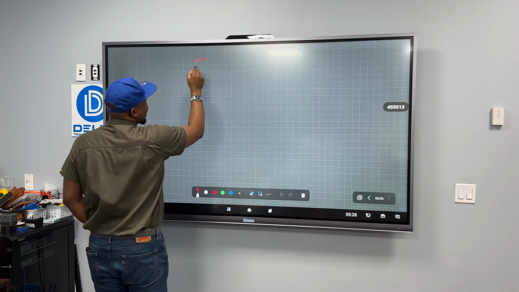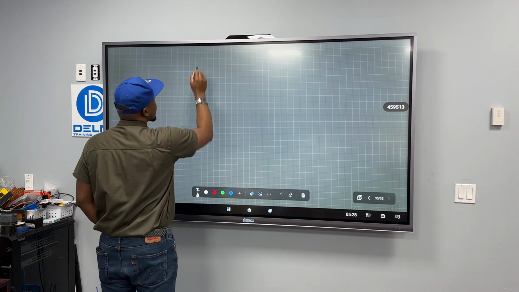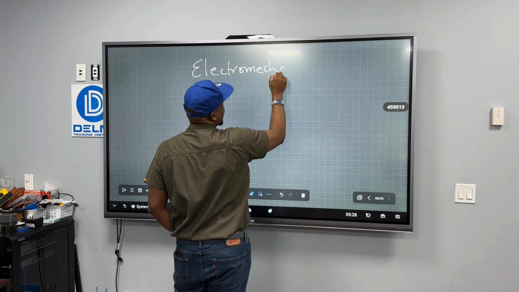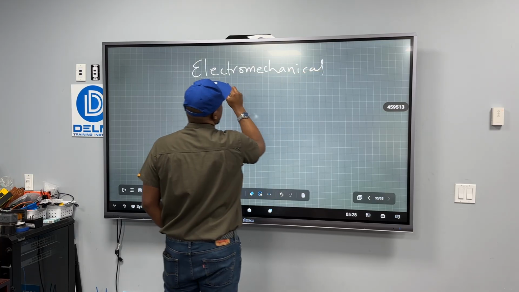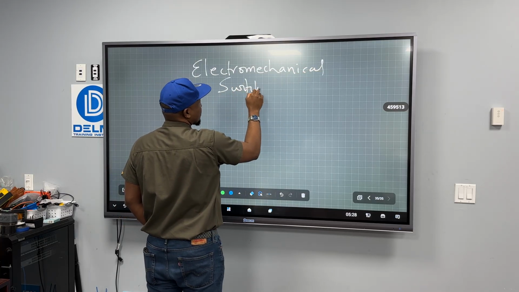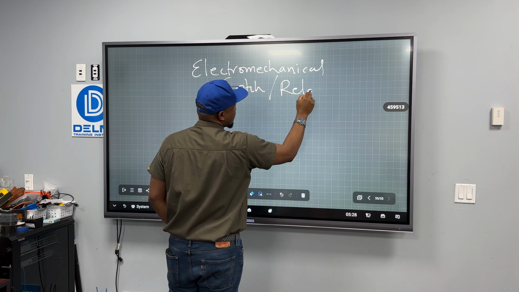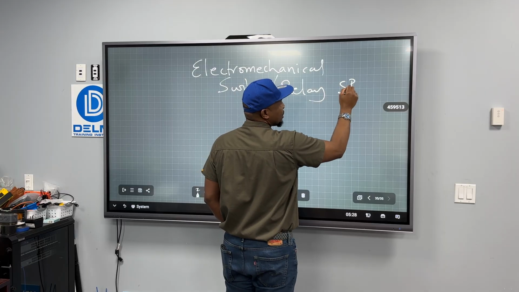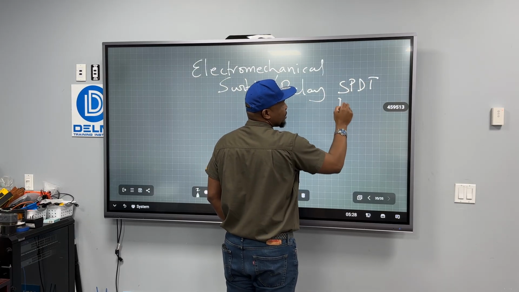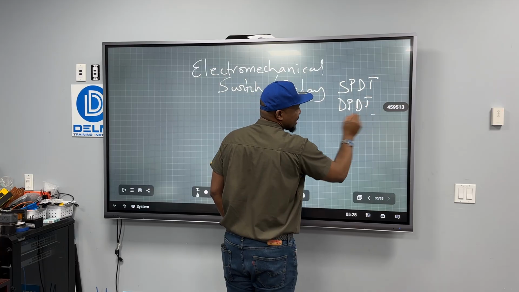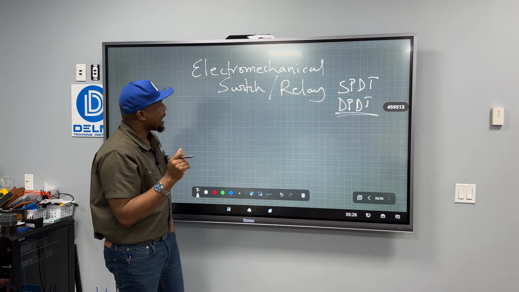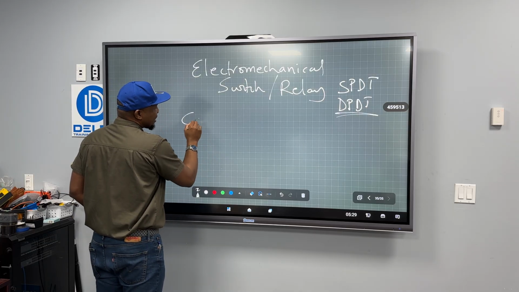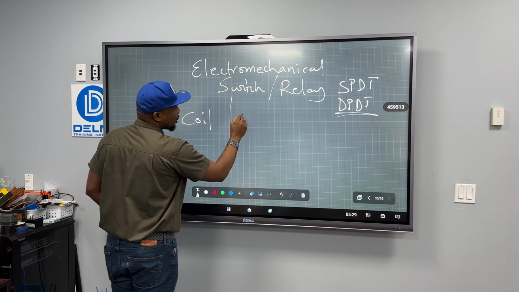On an electromechanical switch, or relay, you could also get them in the single pole, double throw, and the double pole, double throw. You can get them in this, and I'm going to explain. A relay has two portions to it. It's got the coil side, and it's got a relay.